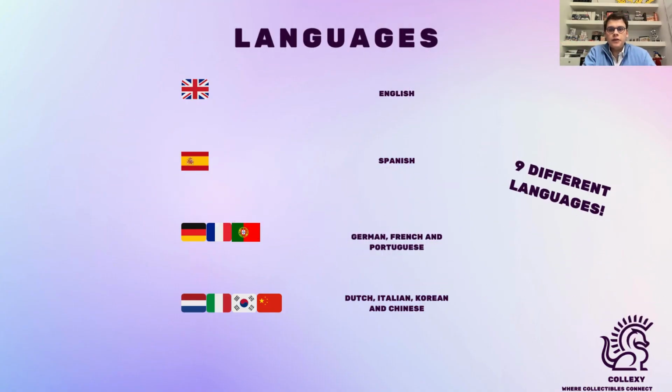So the first parameter of the different variations that we will discuss is languages. As I mentioned before, the base set was printed in 9 different languages. So we have English, we have Spanish, we have German, French, and Portuguese, and we have Dutch, Italian, and Chinese. We have separated these in 4 different categories. As for English, we have, generally speaking, 4 variations. For Spanish, we have 4 variations as well, while for German, French, Portuguese, Dutch, Italian, Korean, and Chinese, we have 2 variations each.